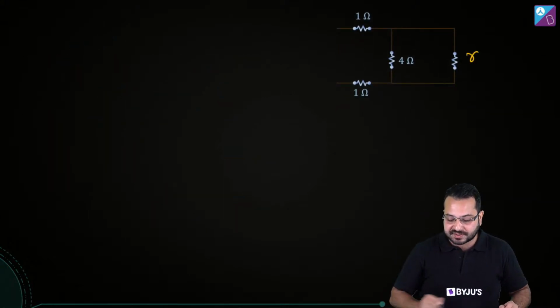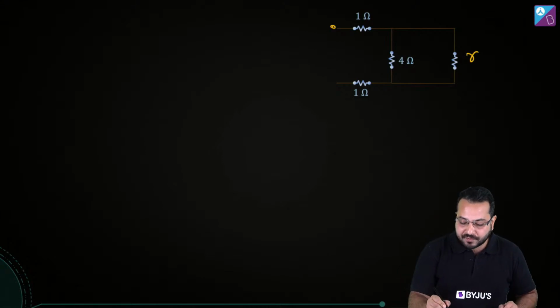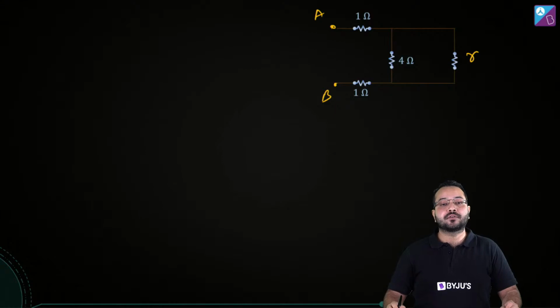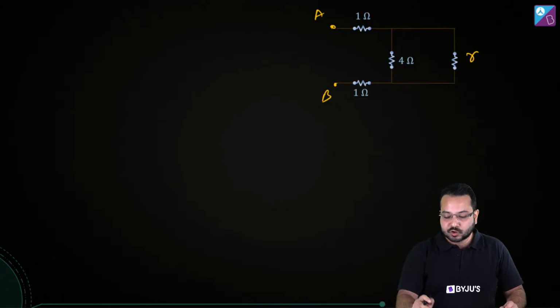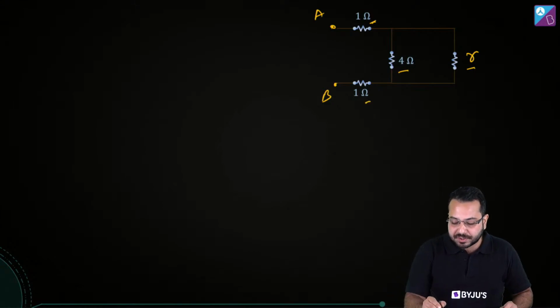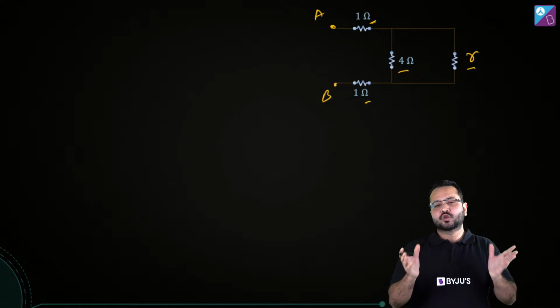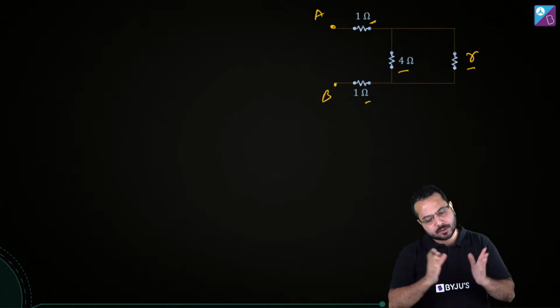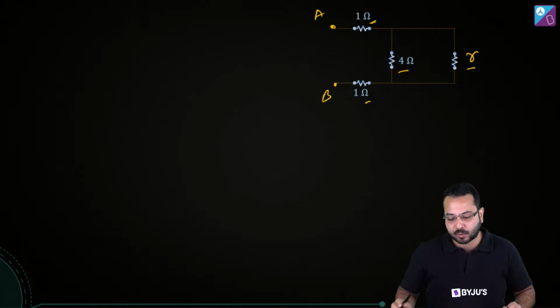So here is the resistance R. How do we find the equivalent resistance? What we see here is that this 4 and this R are in parallel, and that is going to be in series with this 1 and 1. I'm sure that you are well versed with series and parallel combinations, so I'm going to directly write the equivalent resistance.